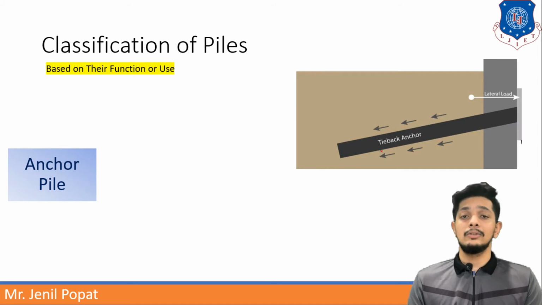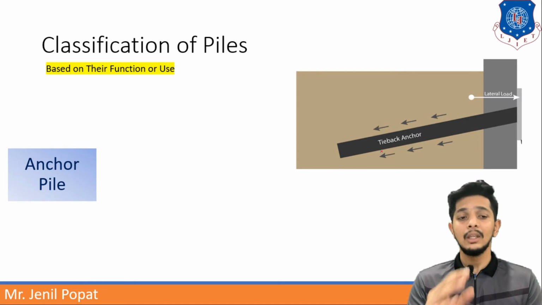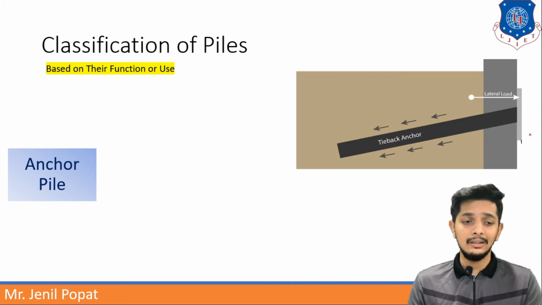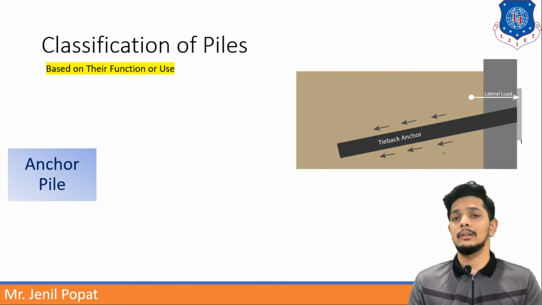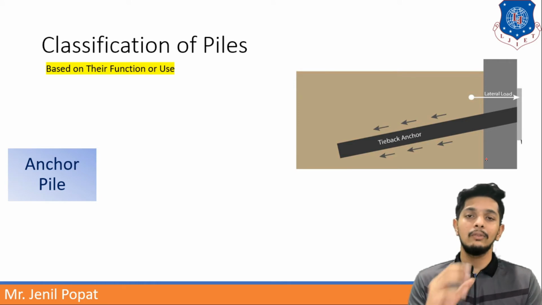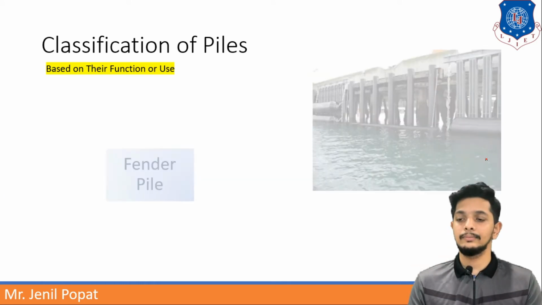Anchor pile. Generally, for retaining wall rehabilitation, anchor piles are used, and it works as an anchor. Here you can see a retaining wall, and this is an anchor pile or tie-back anchor. It will do what? It will support the retaining wall or any structure.